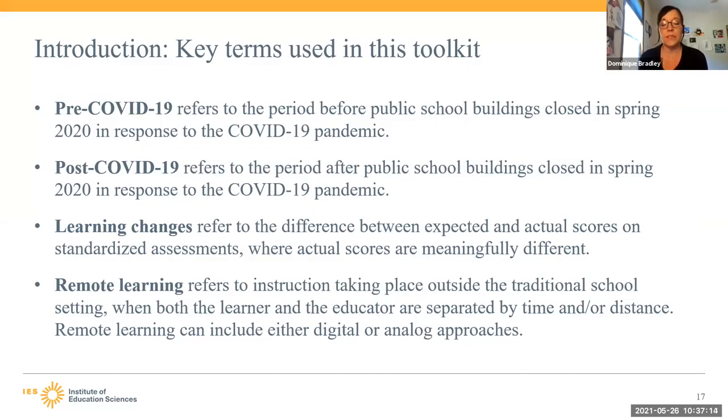Before we move on, we just wanted to define some key terms that you'll find throughout the toolkit. So when we say pre-COVID-19, we're referring to the period before the public school building closures. Post-COVID-19, we know that we're still not post-COVID-19, but we're referring to the point after the initial school closures. When we say learning changes, we are talking about the difference between expected and actual scores on standardized assessments, where actual scores are meaningfully different. And then finally, remote learning refers to instruction taking place outside of the traditional school setting, so when the learner and educator are separated by time and/or distance.